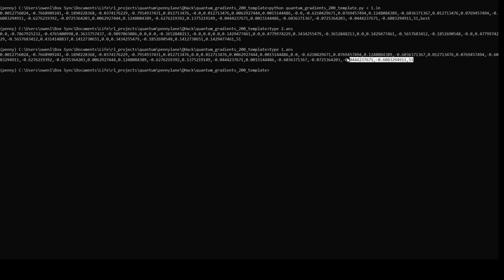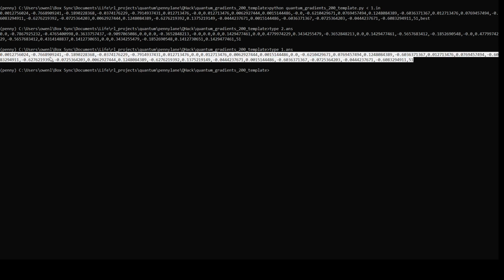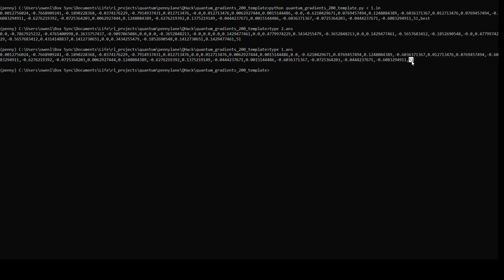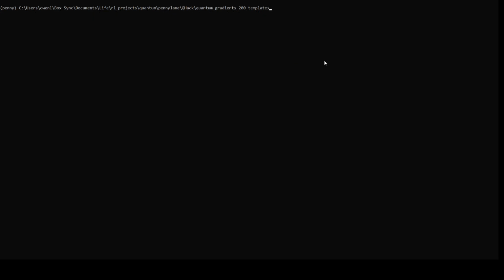We can see this is the same. If I highlight this just to clarify, we can see negative 3.0. You can just do a direct comparison and see that it's correct. And we can also see this is the number of evaluations. There's 51 circuit evaluations. I'm not going to run it for the second input because I don't think that really matters.